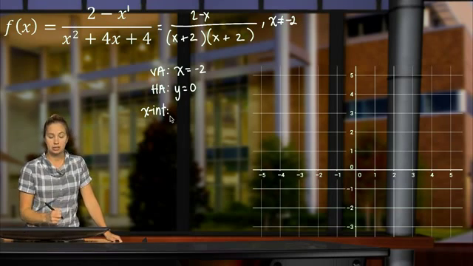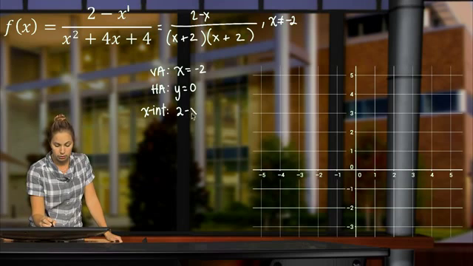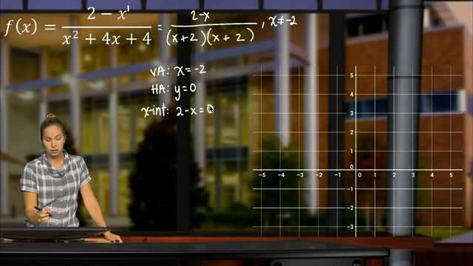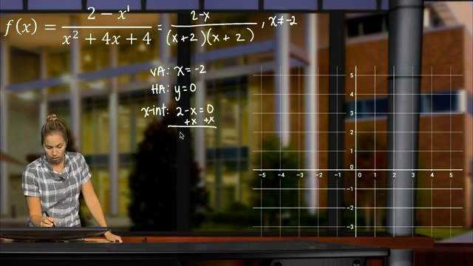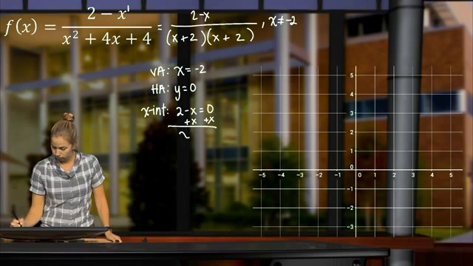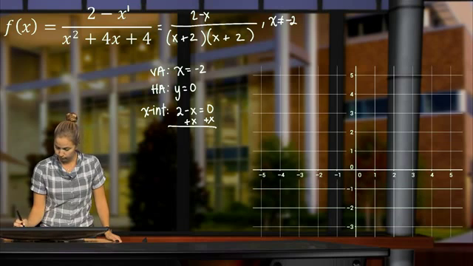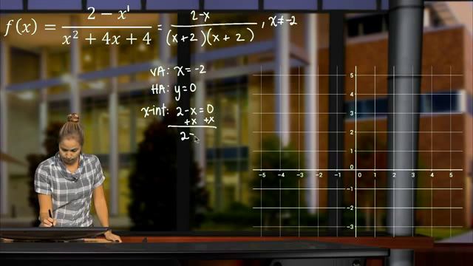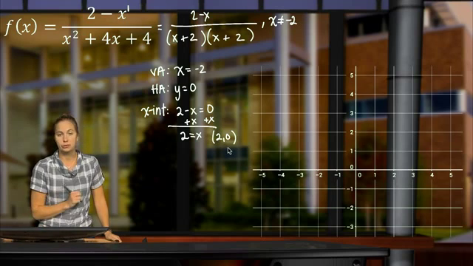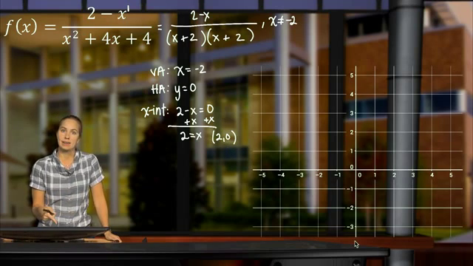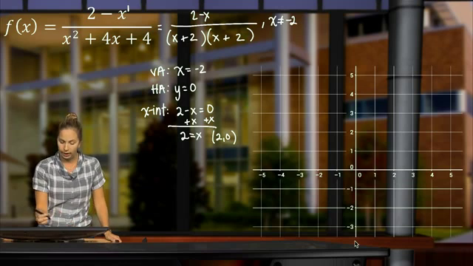To find our x-intercept, we set our numerator equal to 0. So adding x to both sides, we get x equals 2. So when x equals 2, our y value is 0. There's 1 point. And now, since it's not my origin, we can actually go about finding our y-intercept.